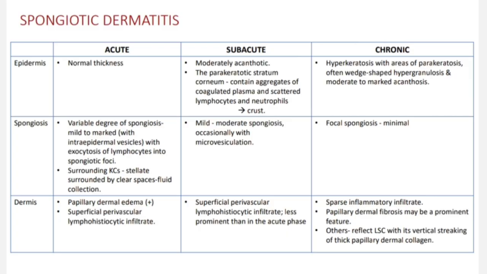In the dermis, in the acute variety, there is papillary dermal edema and a superficial perivascular lymphohistiocytic infiltrate. In subacute, the dermis shows a superficial perivascular lymphohistiocytic infiltrate, but it is less prominent than in the acute phase. And in chronic, the infiltrate is sparse with papillary dermal fibrosis being a prominent feature. Other findings reflect lichen simplex chronicus with vertical streaking of the thick papillary dermal collagen.